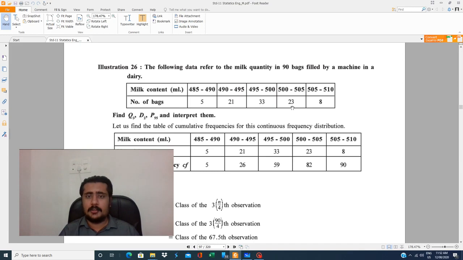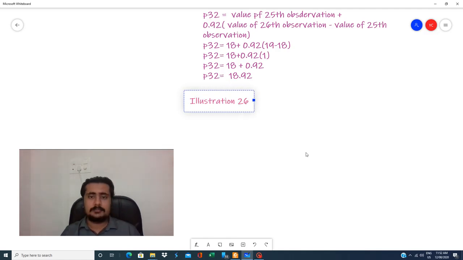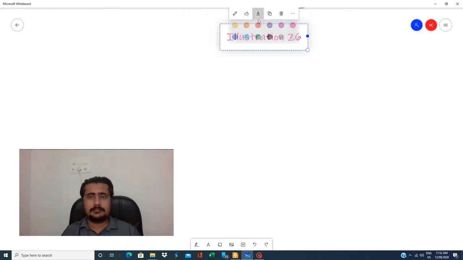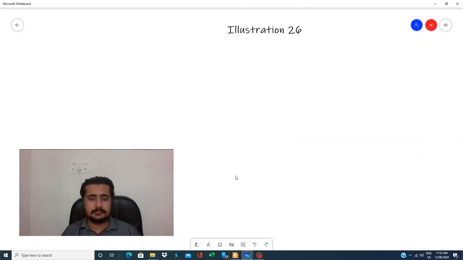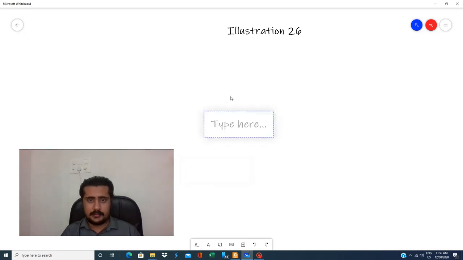The following data refer to the milk quantity of 90 bags filled by a machine in a day. Milk content in ml: 485 to 490, 490 to 495, 495 to 500, and so on. The number of bags is given like this. You need to find Q3, D2, P55 and interpret them. Let us give the heading illustration number 26. Milk content in ml, that is your class.